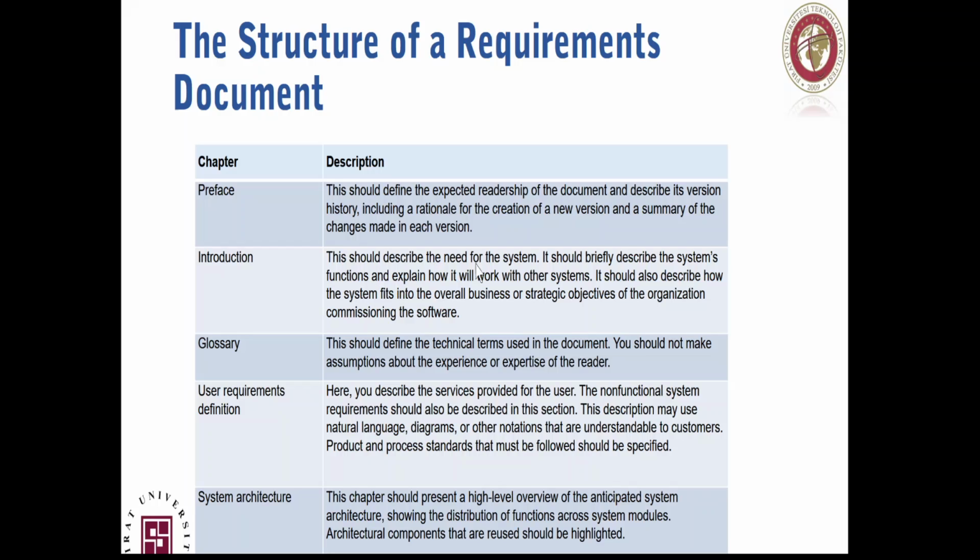Introduction: we should describe the system, not in detail, just briefly. We should describe the system and what the system is providing. Okay, and the functional and non-functional requirements should also be presented in this part. In addition, we need to give an idea about how the system fits the business plan or the objectives of the organization, or anything related to that. It should be provided in the introduction.